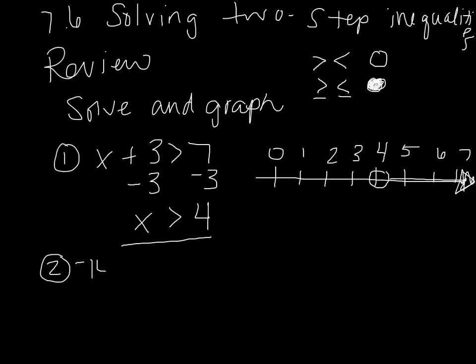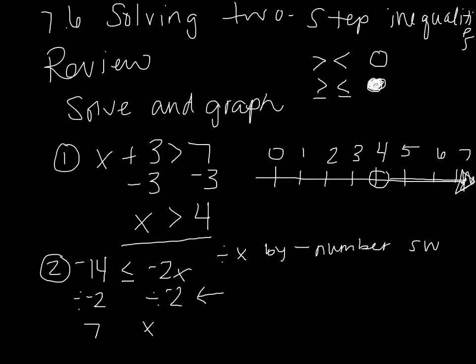Negative 14 is less than or equal to negative 2x. I need to divide both sides by negative 2, and I would get x, and on this side a positive 7. Here's the deal. Whenever you divide or multiply by a negative number, we need to switch our inequality. So instead of less than or equal to, now we are greater than or equal to. So we'd say x is less than or equal to 7.